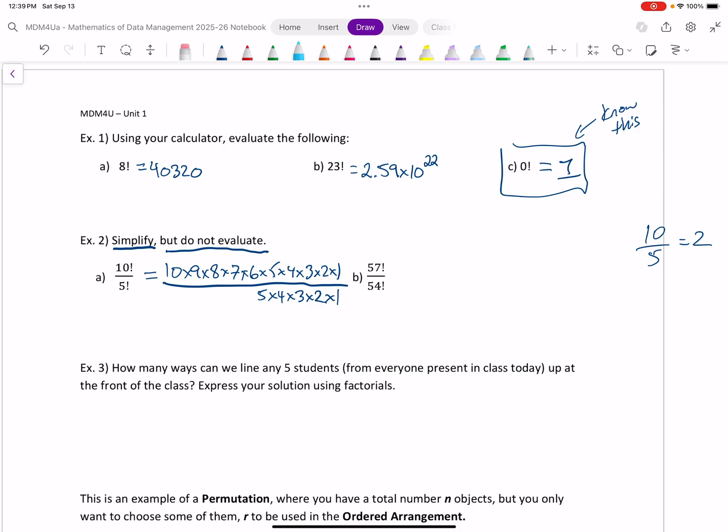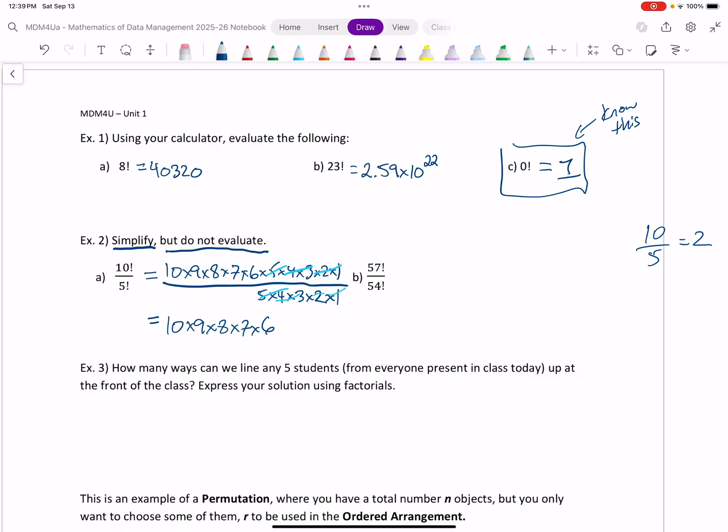So 10 factorial divided by 5 factorial, everything from the 5 factorial goes away. It's just divided out because they're common to the top and bottom. So you're left with 10 times 9 times 8 times 7 times 6. And because it says do not evaluate it, I'm just going to leave it like that.